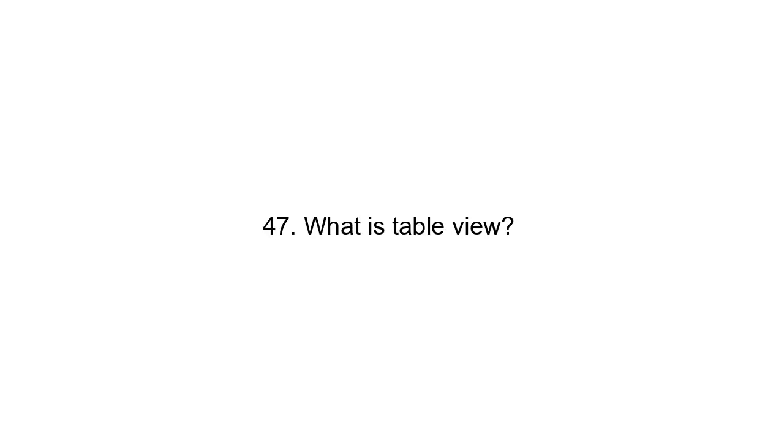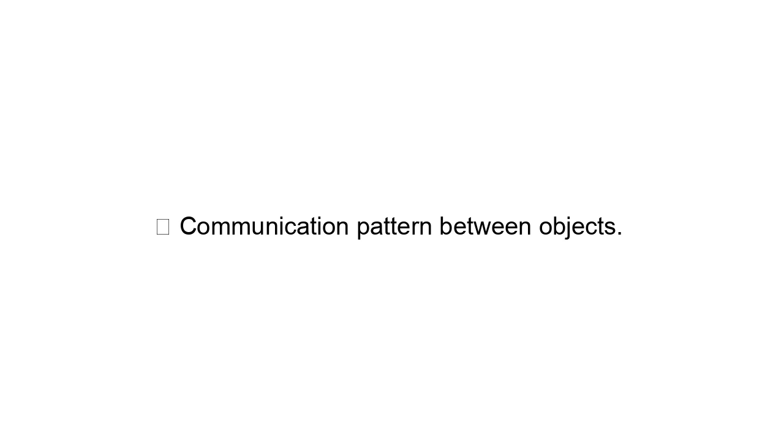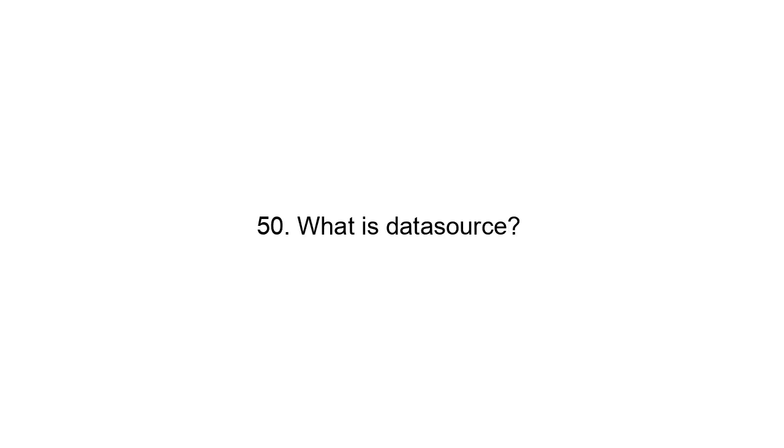47. What is Table View? Displays scrollable list. 48. What is Collection View? Flexible grid list UI component. 49. What is Delegate Pattern? Communication pattern between objects. 50. What is Data Source? Supplies data to UI components.